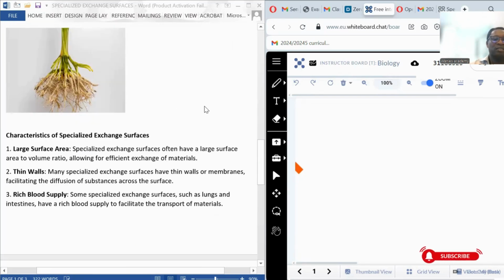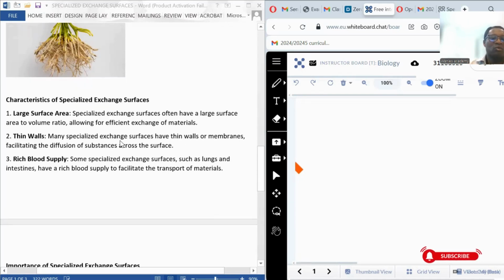Now let's see some characteristics of specialized exchange surfaces. One, large surface area. The larger the surface area, the easier for the movement of materials between the external environment and the internal environment. Two, thin walls. The thinner the walls of the organism, the ease at which materials will move from the external environment into the internal environment. A thick wall in the body of organisms, plant or animal, will increase the concentration of the materials to be moved in and out.